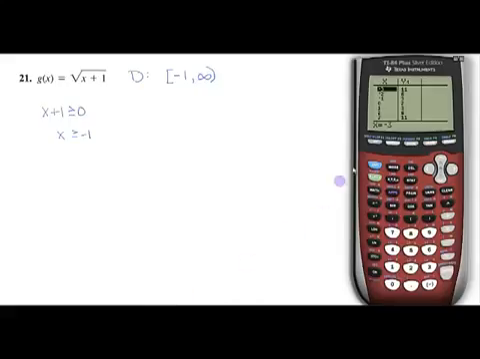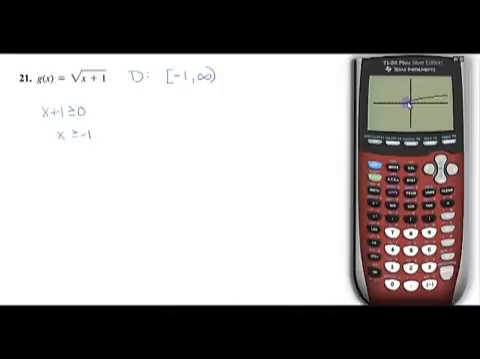Now let's see what happens when we graph this. We hit square root of x plus 1 and close your radicand. And then I want to go ahead and zoom a standard zoom, so I have my standard negative 10 to 10, negative 10 to 10 graph. So my domain I see is from negative 1 to infinity.